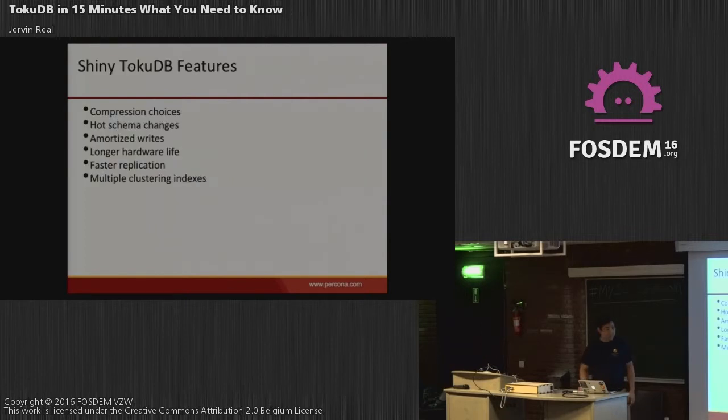And the shiny TokuDB features that you might have otherwise read already: you have a lot of compression choices, you have fast, quick, and some high degree of compression, like LZMA or Snappy. You are able to do hot schema changes, which is very good. TokuDB enables that because of its internal workings, like using the fractal tree, which uses message buffers, so you have to do everything in real time. Amortized writes, again message buffers: TokuDB's fractal tree works well so that you can amortize writes more and merge writes instead of doing much more random IOs.